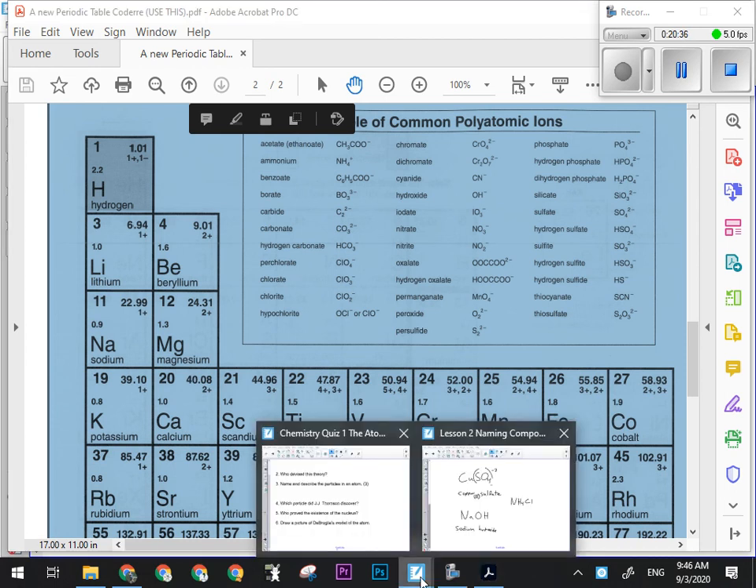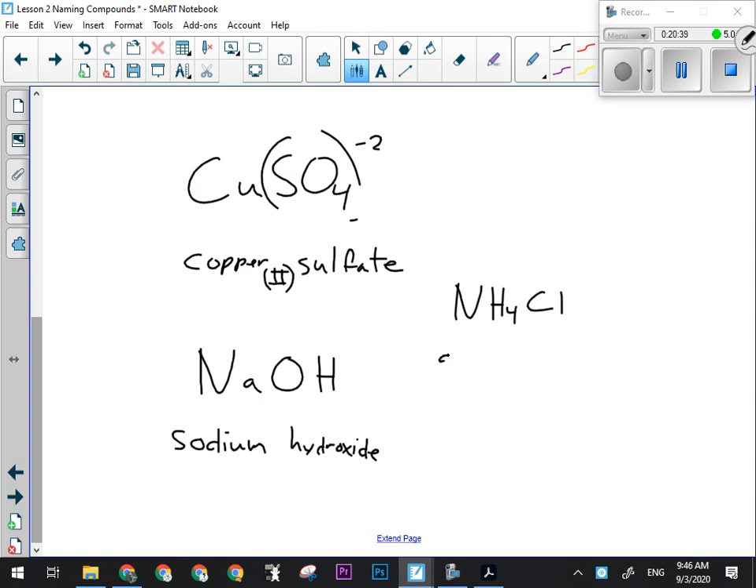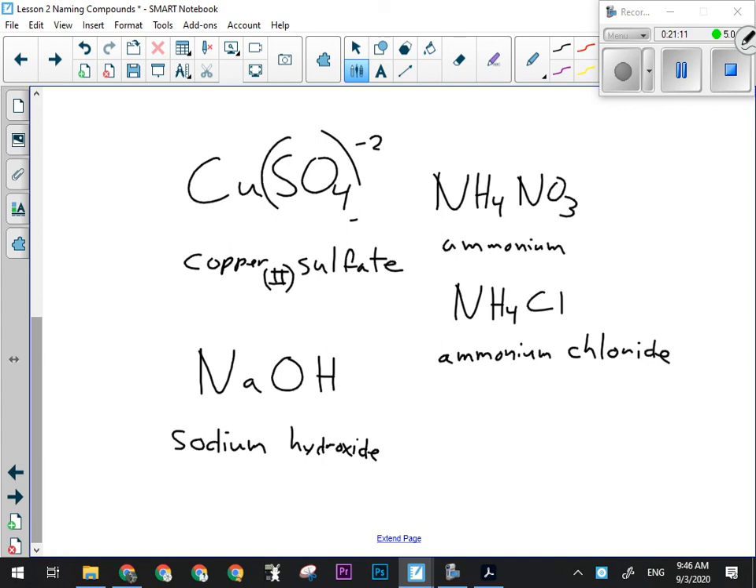So this stuff will be ammonium chloride. And they can get crazier than that. You could have this. Is it still ammonium? Right, NH4 is still ammonium. What's NO3? Nitrate. Iodate is IO3. Okay, ammonium nitrate.